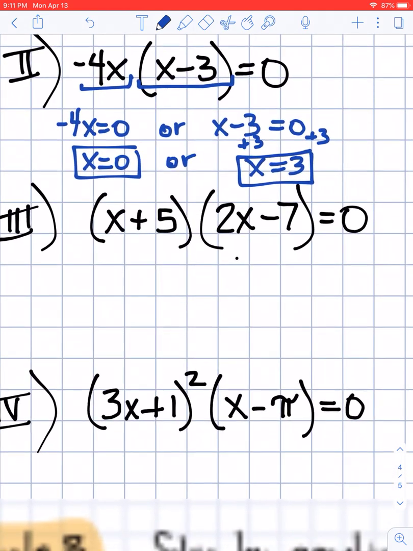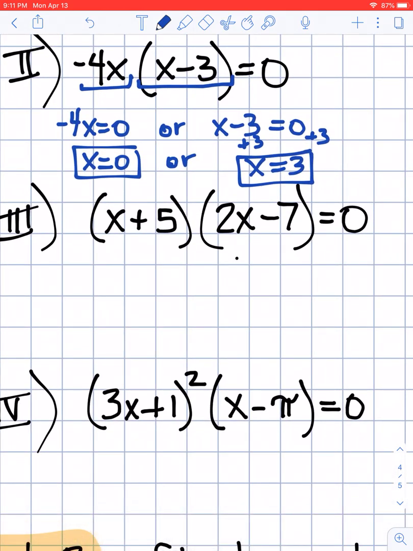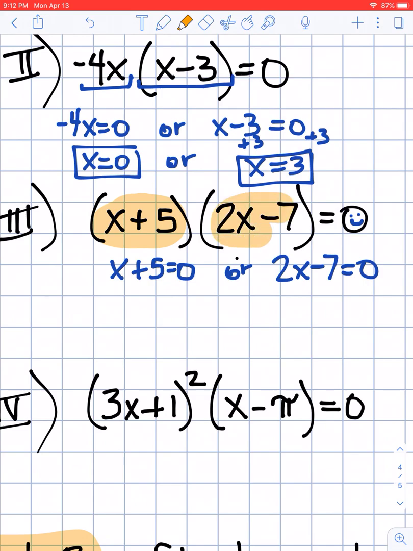Problem 3. Again, notice it equals 0. So x plus 5 could be 0, or 2x minus 7 equals 0. Notice how we're taking both of these things that I'm multiplying and setting them equal to 0. And again, we solve them both. So we're starting to get 2 answers in this problem.